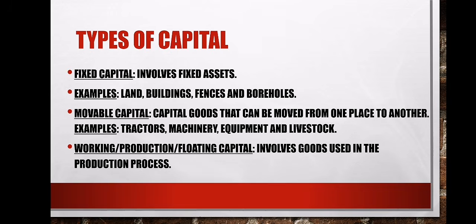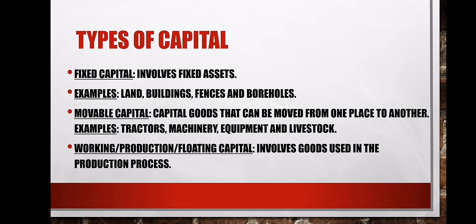What are we talking about when we talk about floating capital? This is a capital, or these are goods that are used during the production process in a farm. So when we do the production, we will need them. We call them production capital. Hence, they are needed during the production process.